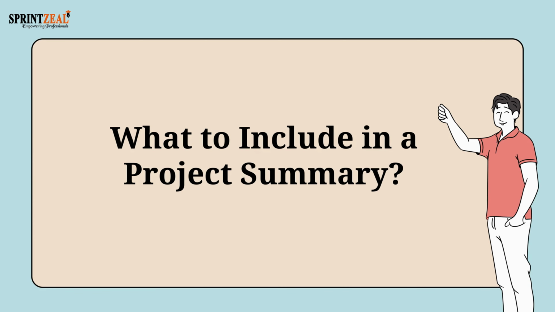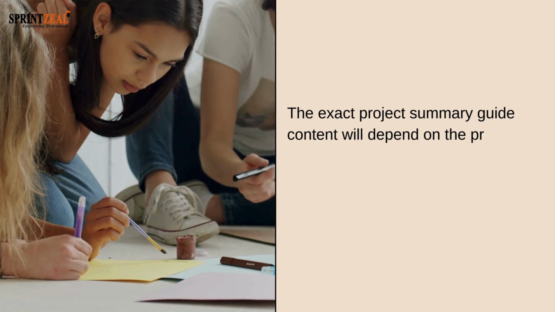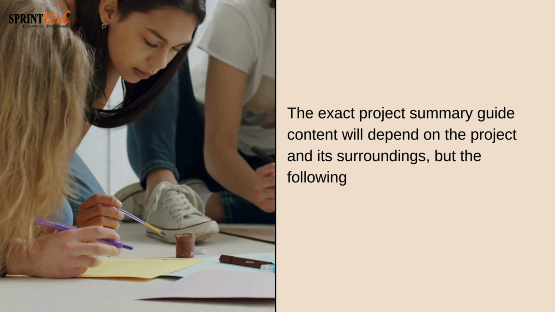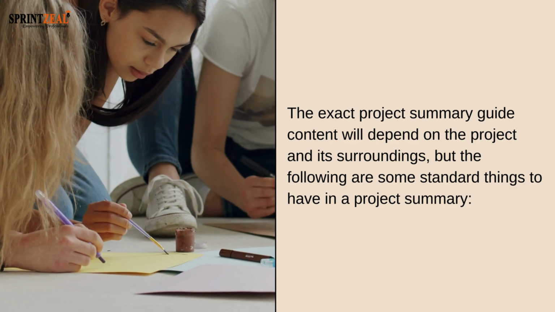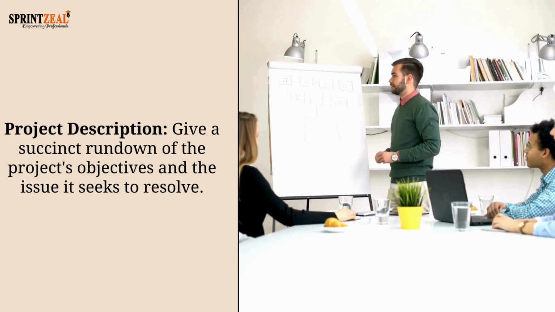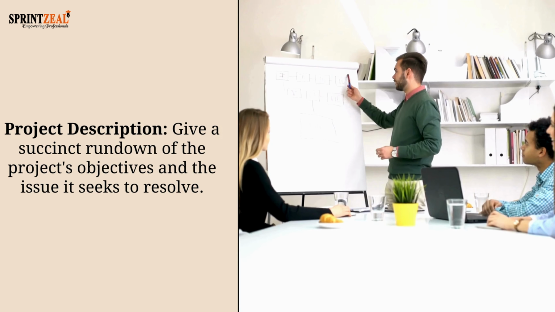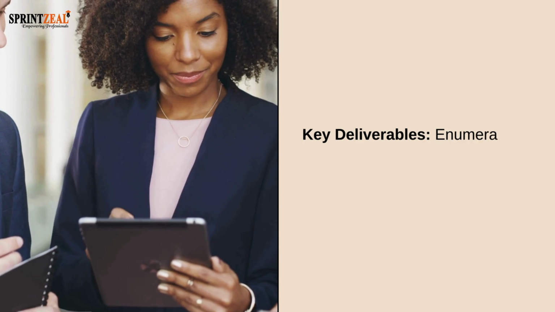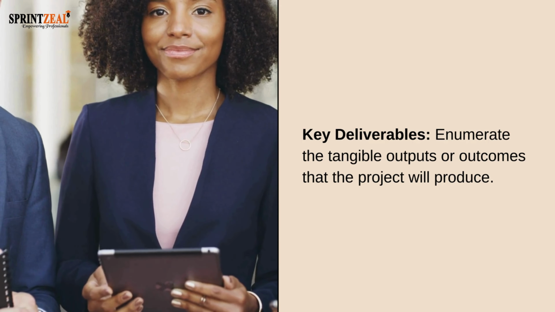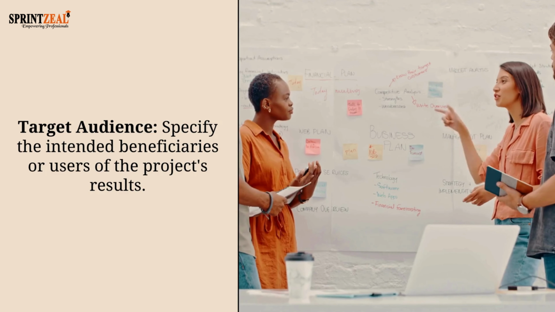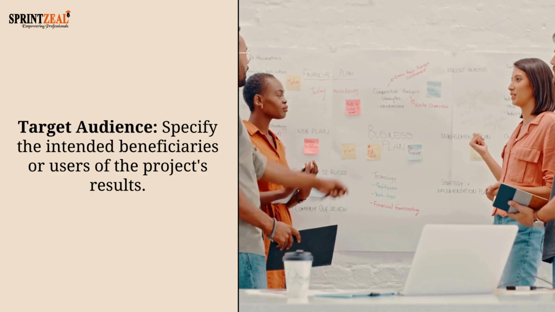What to include in a project summary? The exact project summary guide content will depend on the project and its surroundings, but the following are some standard things to have in a project summary. Project description. Give a succinct rundown of the project's objectives and the issue it seeks to resolve. Key deliverables. Enumerate the tangible outputs or outcomes that the project will produce. Target audience. Specify the intended beneficiaries or users of the project's results.